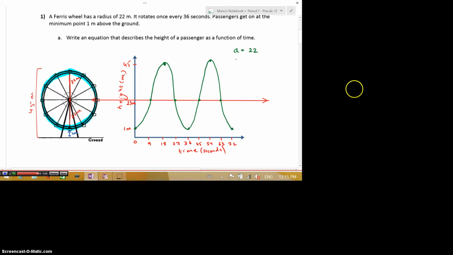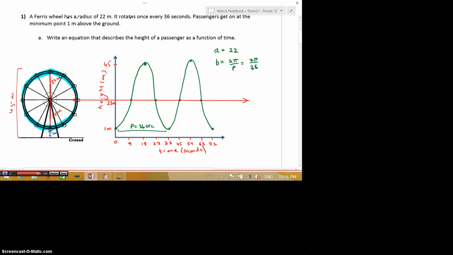We need the B value. B value is going to be 2 pi divided by the period. So 2 pi divided by, what is the period of this function? The period of this function is 36 seconds. It takes 36 seconds to complete one rotation. So from here to here, that's the period. So the B value is going to be 2 pi divided by 36. So that means the B value is going to end up being pi over 18.